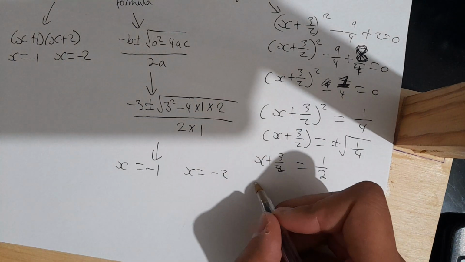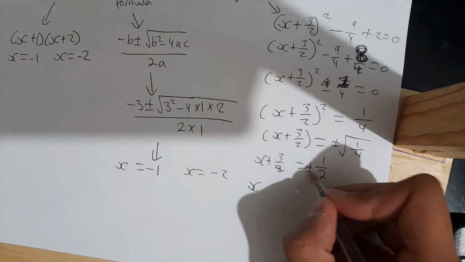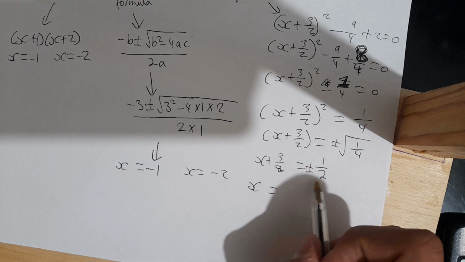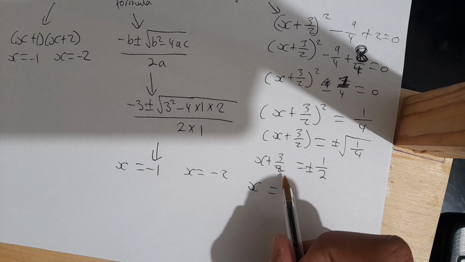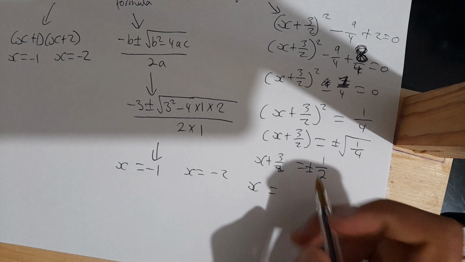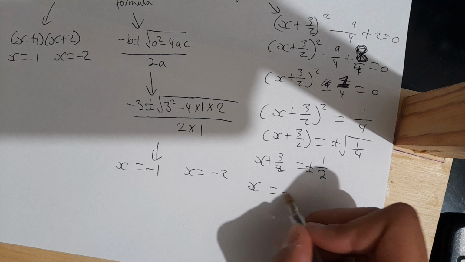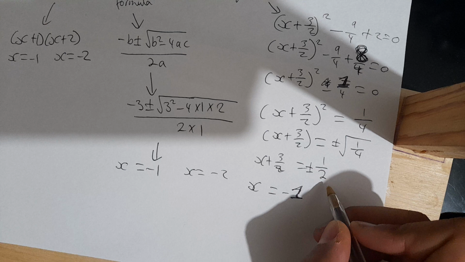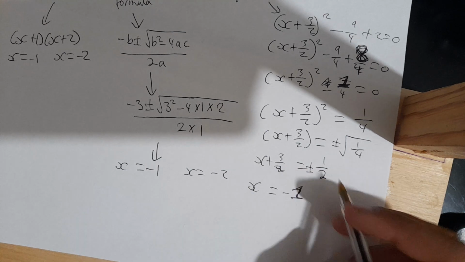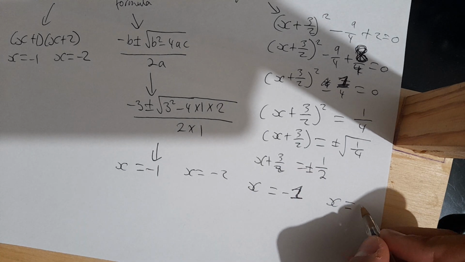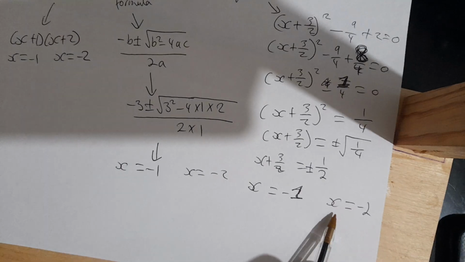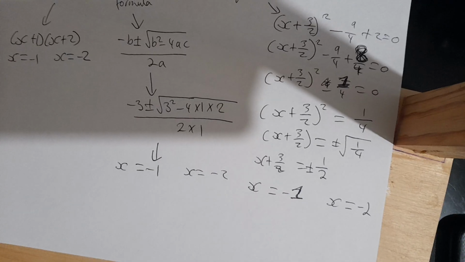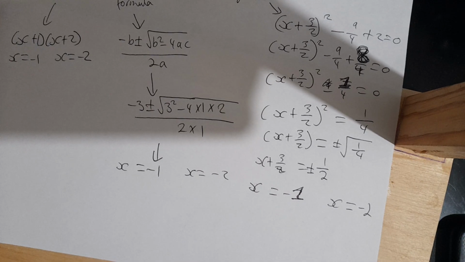And that also means that plus minus, that x equals either a half minus 3 over 2, which equals negative 1, sorry, or negative a half minus 3 over 2, which means that x equals negative 2. And you'll see all these answers are the same for each of these methods, because these are just different methods. They all should give us the same answer, because that's maths.